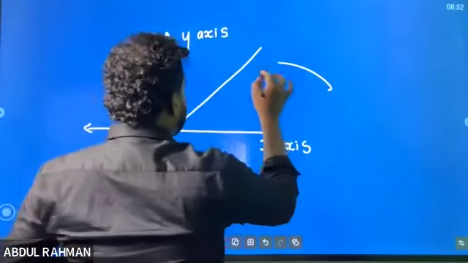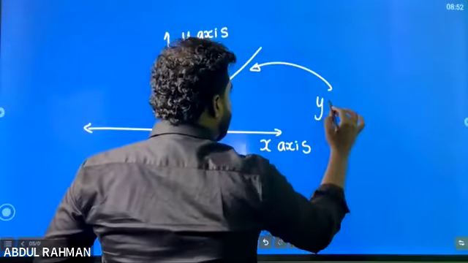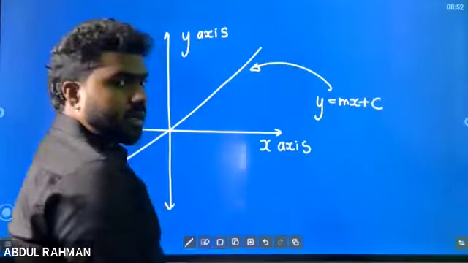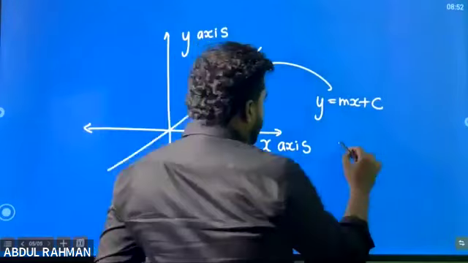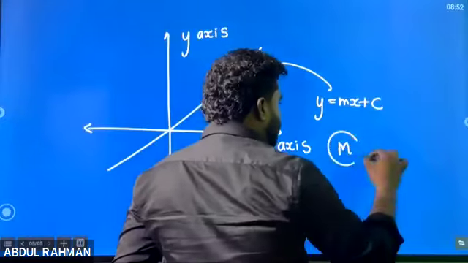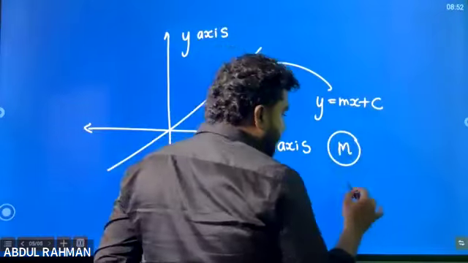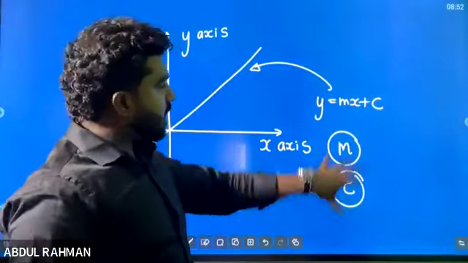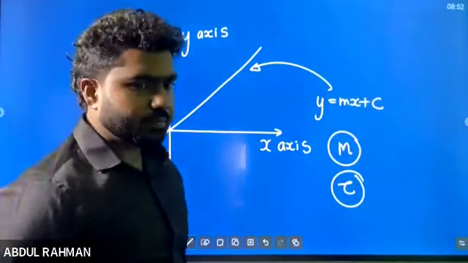What is this graph for me? This graph is called my y = mx + c graph. Now my important thing is, I need to define what is meant by gradient and I need to define what is meant by intercept. That is c. Listen to me very carefully.